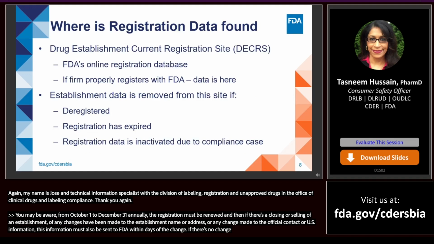So where is the registration data found? Drug Establishment Current Registration Site, or DECRS. This is the FDA's online registration database, and if a firm registers properly with FDA, the data will be found here. If the data is not found in the site, it means that the firm has deregistered, or the registration has expired, or the data may have been inactivated because of a compliance case.